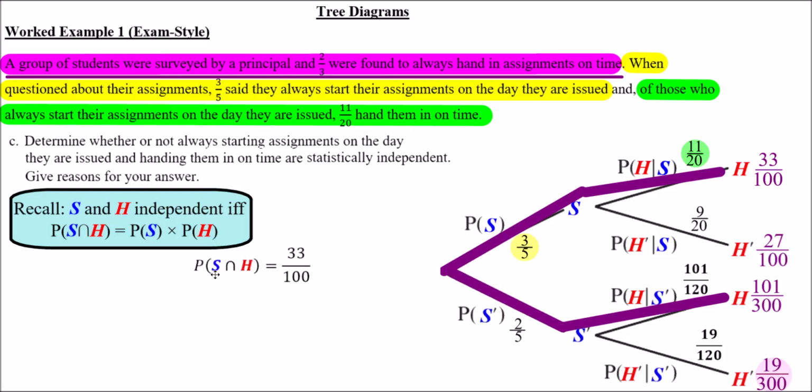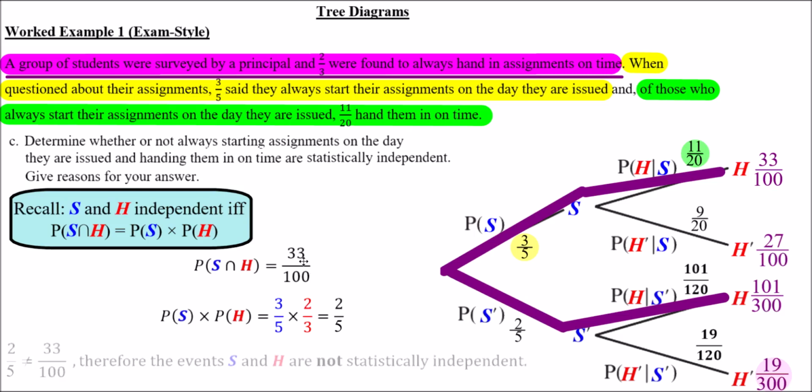So first of all, the probability of S and H, which is the same as the intersection, is 33 over 100. The probability of starting on time and handing in on time is this top branch here, 33 over 100. The probability of starting on time was 3/5, which we had before, and the probability of handing in on time, according to the headmaster at least, was 2/3. And so 3/5 multiplied by 2/3 would give us 2/5. So is this probability the same as this one? Is 33 over 100 the same as 2/5?